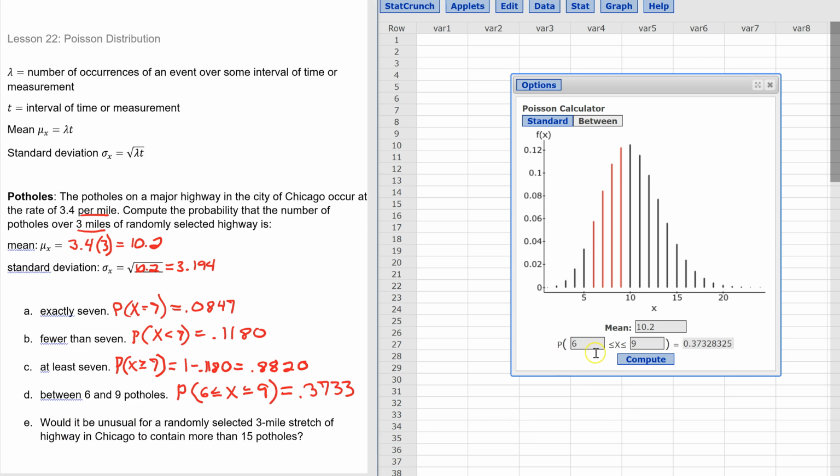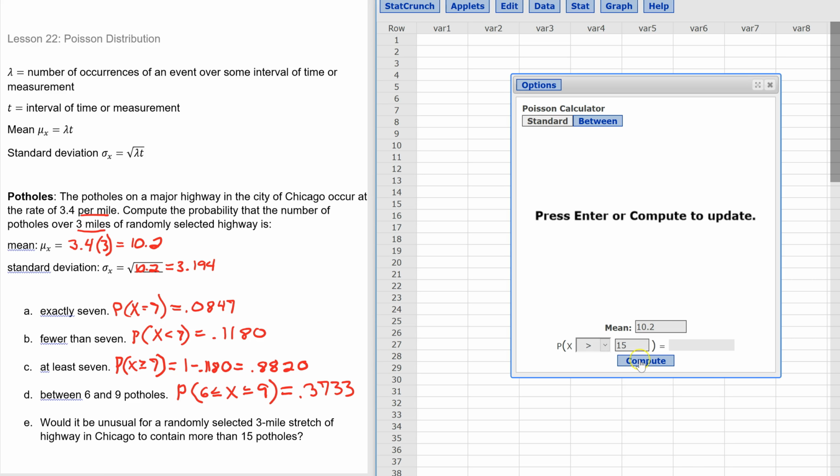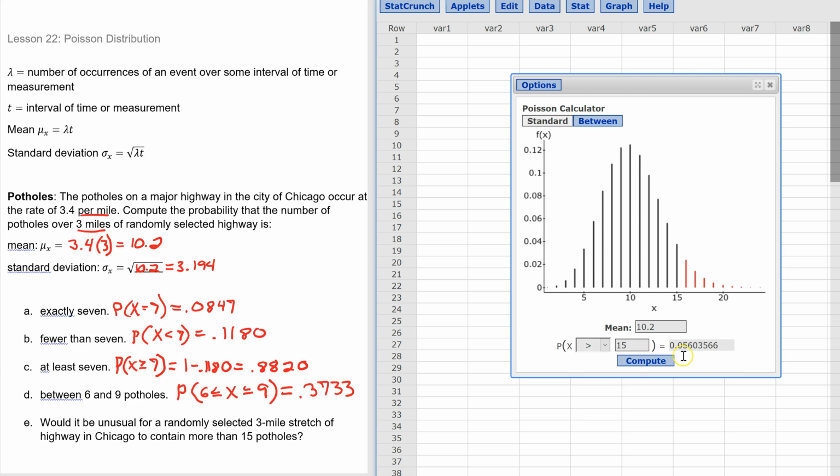The last question: would it be unusual for a randomly selected 3-mile stretch of highway in Chicago to contain more than 15 potholes? I would want to go back to the standard, and I want more than 15 potholes. That's greater than 15. And I end up with about 5.6%. So no, it is not unusual because it's more than 5%.